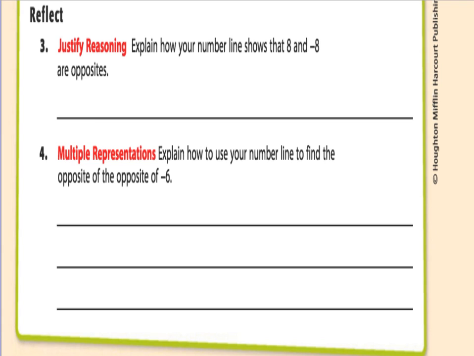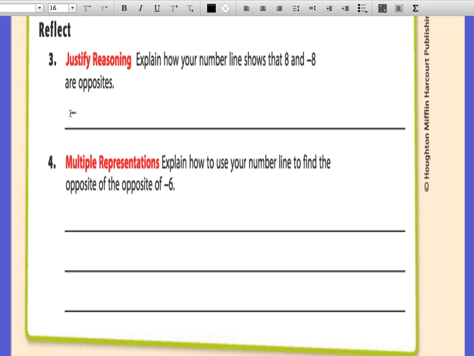All right, explain how your number line shows that 8 and -8 are opposites. And then explain how to use your number line to find the opposite of -6. Take a second, give them a shot, and then when you come back, check your answer. All right, so explain how the number line shows that 8 and -8 are opposites. Well, we can have 2 responses here. If I were to fold the number line in half at the exact middle, so 0, 8 and -8 would line up.